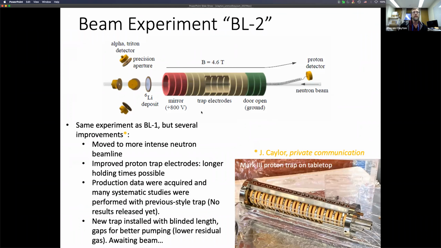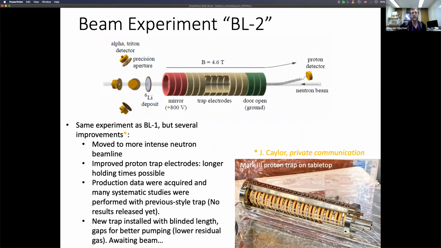Okay, so more recently, this experiment has been revived and run on a more intense cold neutron beam line. So it's basically the same experiment as BL1, but there are some improvements. In addition to the beam line, they've improved the proton trap electrode such that they can hold the protons in here for a longer period of time. And I guess they had problems with holding the voltage for longer than some period of time before, and so it's something about their electrostatics must have improved. So they've acquired production data and done many systematic studies with this trap. Haven't released any results yet.